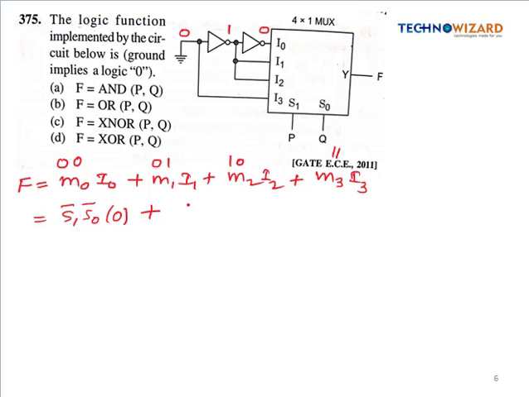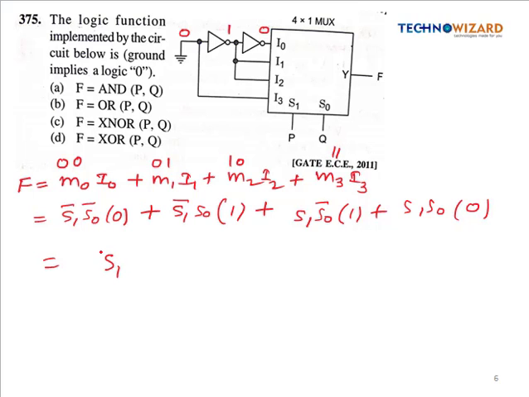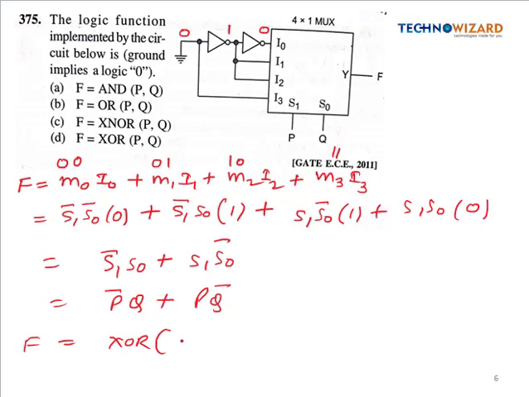Then this is m1, so this will be s1 bar into s0, and the i1 input is connected to logic 1. This will be s1 into s0 bar, and the i2 input is also connected to logic 1, plus this is s1 s0, and i3 is connected to ground, which is logic 0. So simply we are getting s1 bar s0 plus s1 into s0 bar. Now here s1 is connected to the p terminal, so this is p bar q plus p into q bar. So simply this is the expression for the XOR; we are getting the XOR of p and q. So option D is correct.